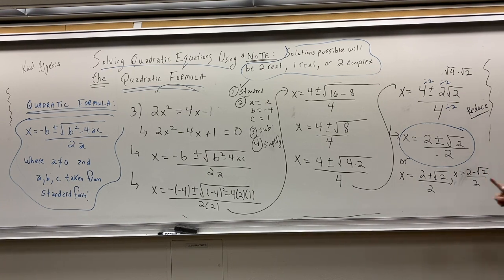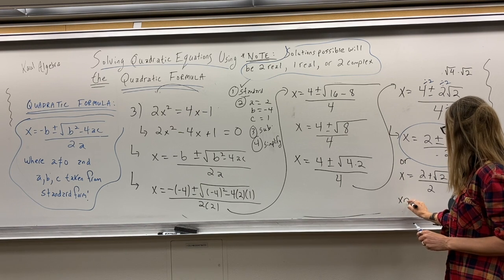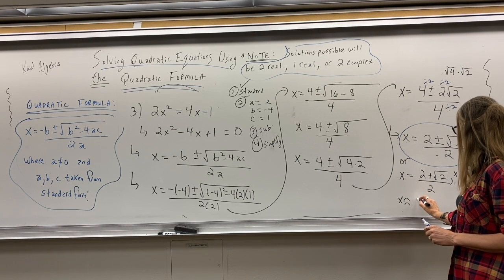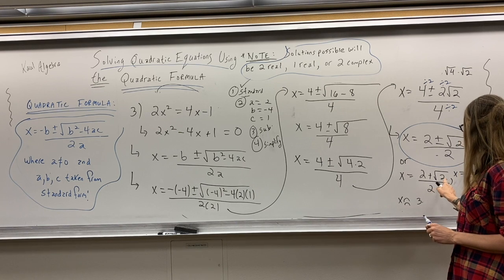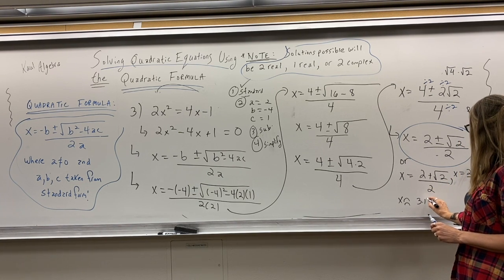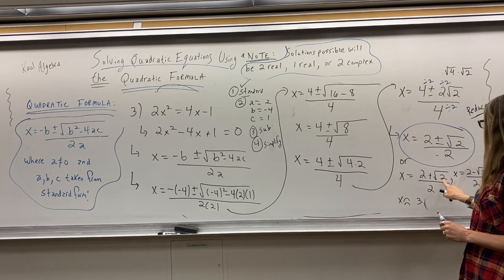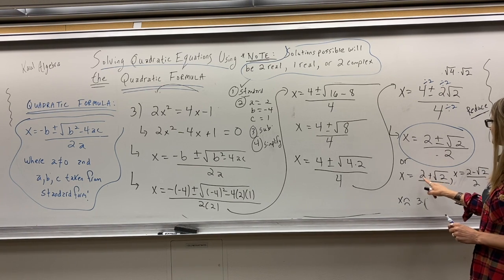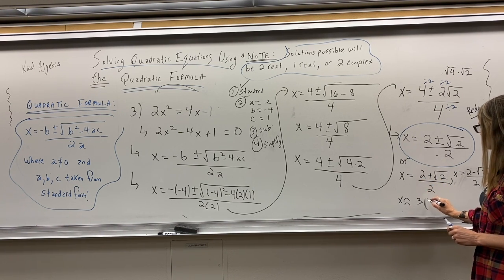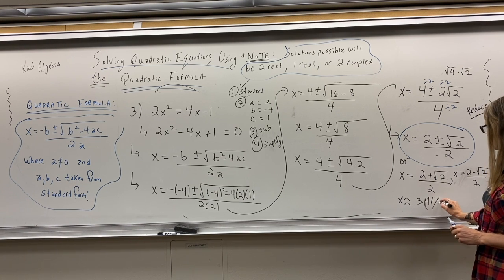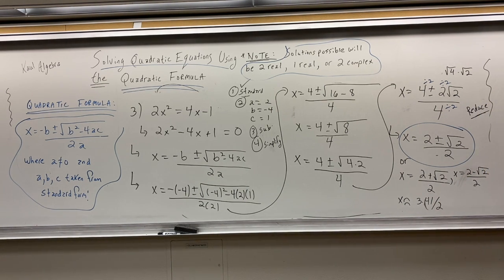And if you think about what the approximate values are, the square root of 2 is about 1.4 if you check on your calculator, so this is about 2 plus 1.4 over 2. So x is approximately, this is about 1.41, so plus 2 is about 3.41 divided by 2. So you could get an approximate value out of that, which would be about 1.7.